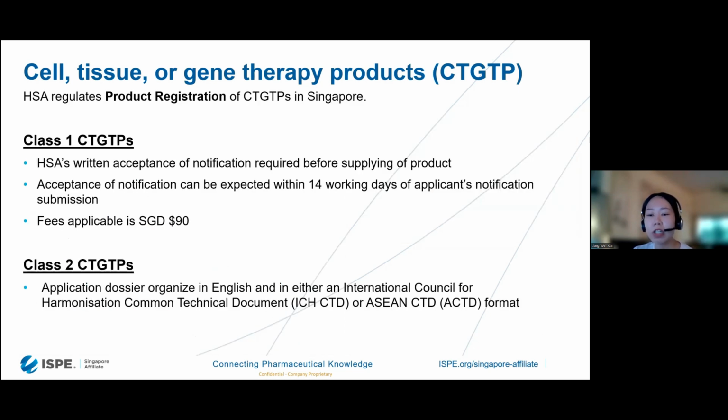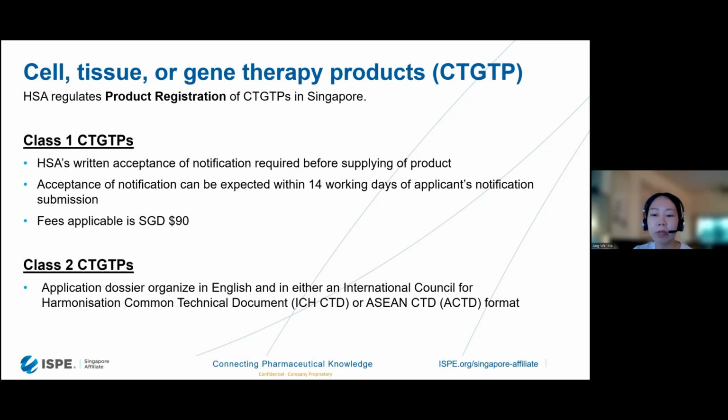For Class 1 CTGTP, suppliers must notify HSA on the product and receive HSA's acceptance of notification before the product can be supplied in Singapore. The supplier will also be required to ensure that the product was sourced from an accredited licensed facility and that it is free from infectious agents.